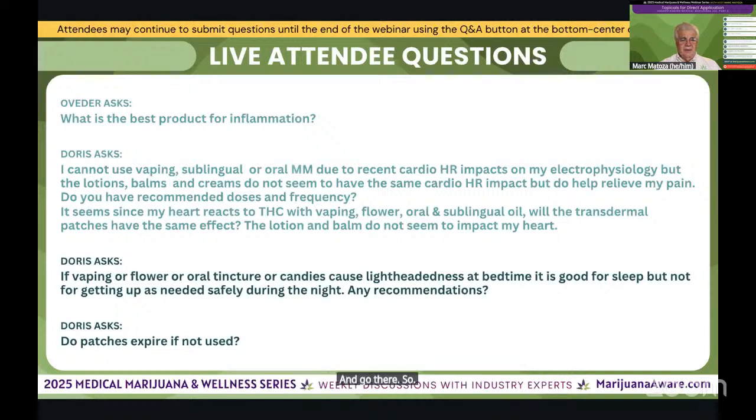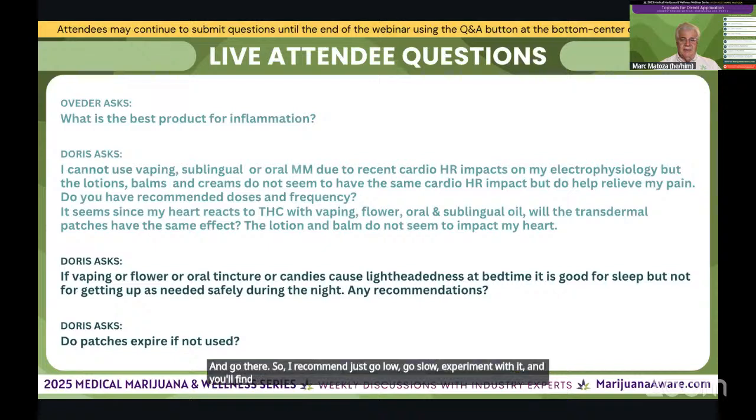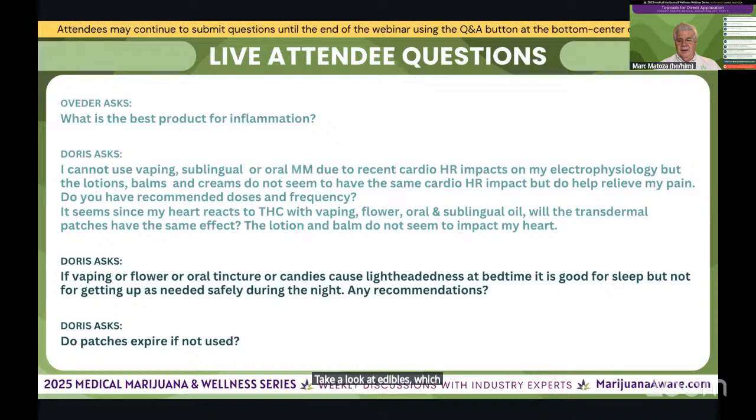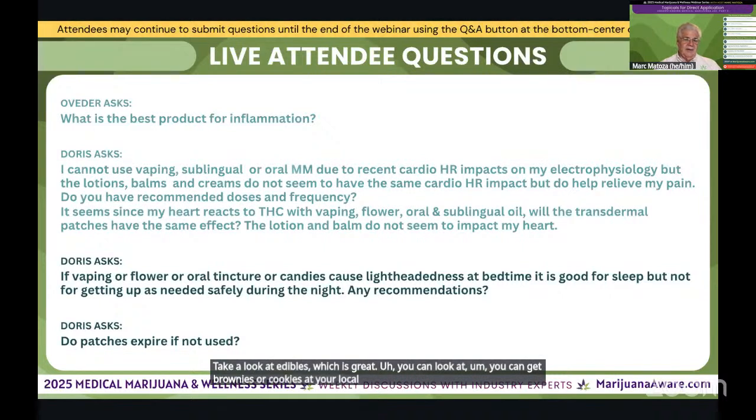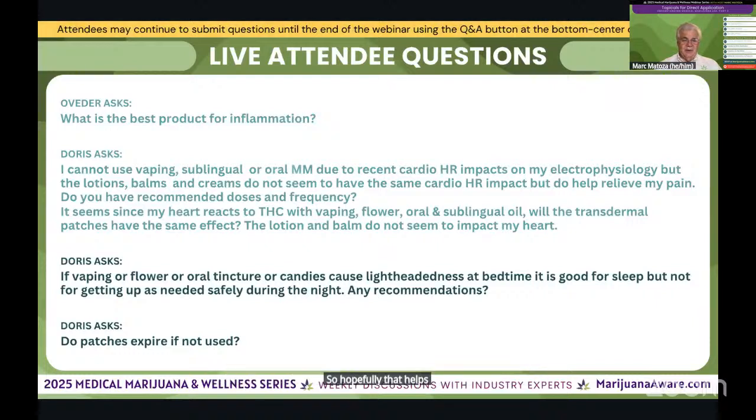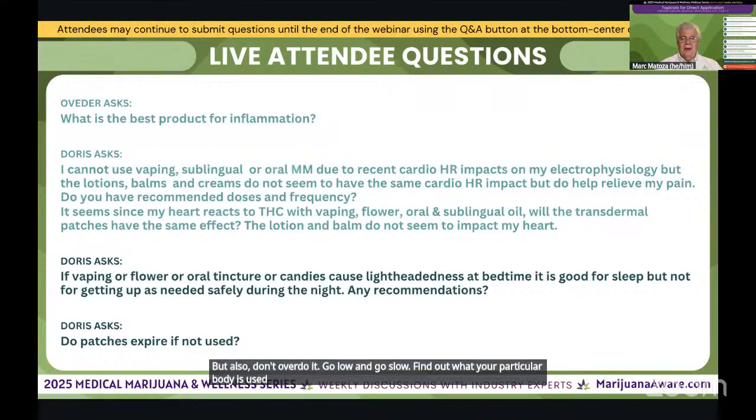So I recommend just go low, go slow, experiment with it, and you'll find something that really helps. Take a look at capsules, take a look at edibles, which is great. You can get brownies or cookies at your local dispensary, or candidly, you can make it yourself. So hopefully that helps in that area. It's something that's going to give you all night coverage, but also don't overdo it. Go low and go slow. Find out what your particular body is used to, and find your sweet spot.